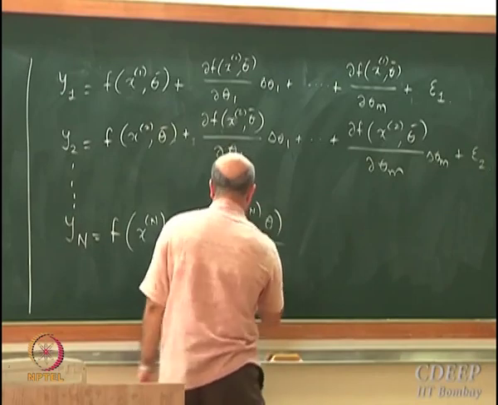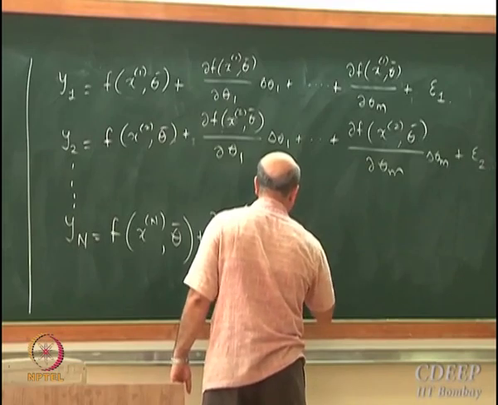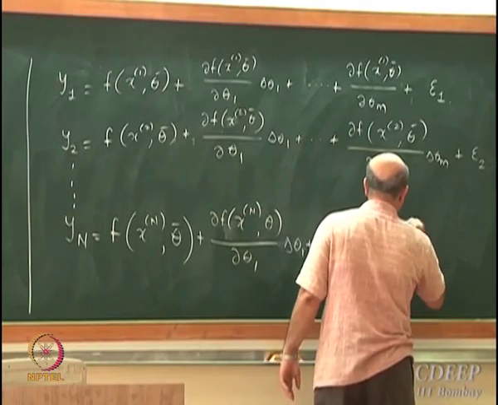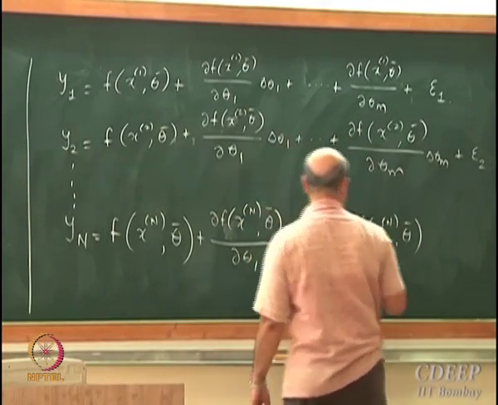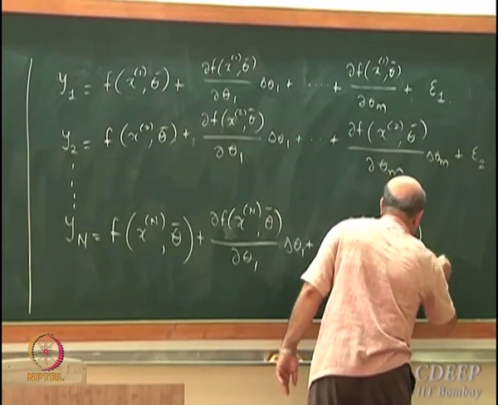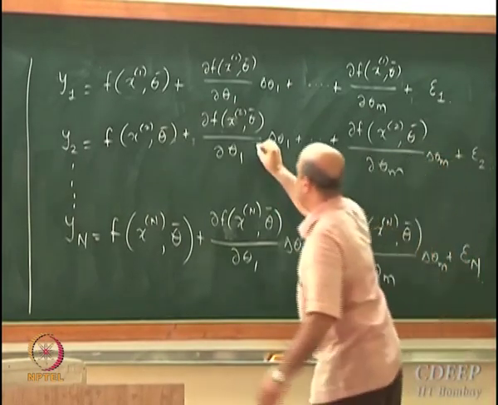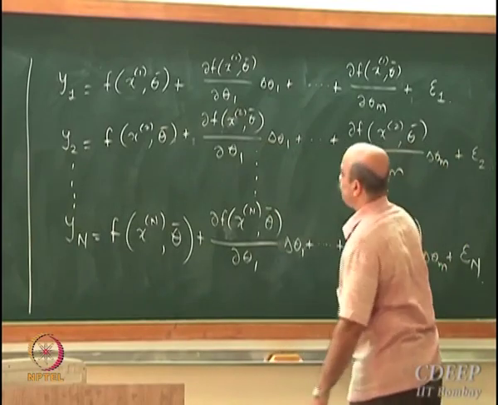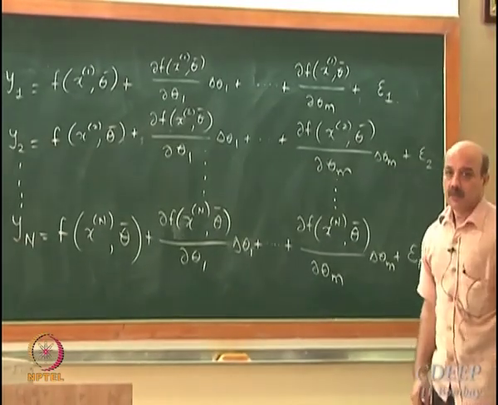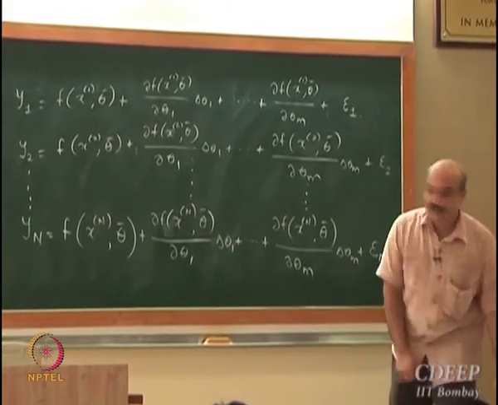The notation becomes a little bit complex, but if you understand the concept, it is not at all difficult. So, I write these equations at theta m, delta theta m plus epsilon n. Okay, I have capital N equations with me now, which are linearizing the transformation through Taylor series.